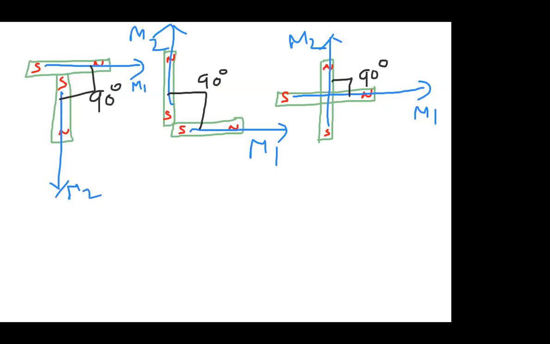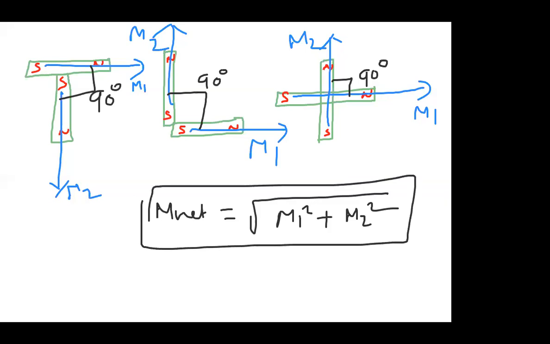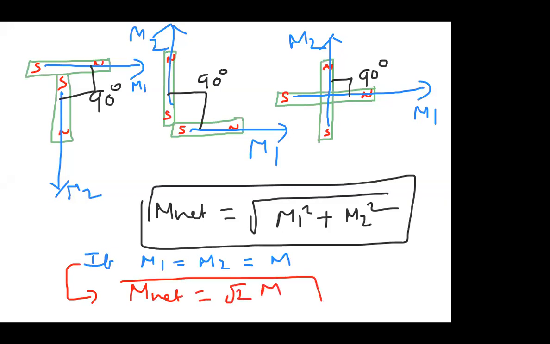Perpendicular means what is the net magnetic moment? Net magnetic moment we can write as square root of M1 square plus M2 square. If suppose M1 is equal to M2 is equal to M, then net magnetic moment is square root of M square plus M square, square root of 2M square, which is root 2 into M.